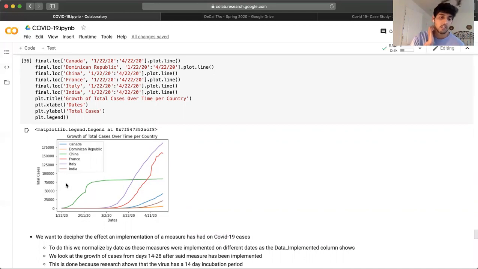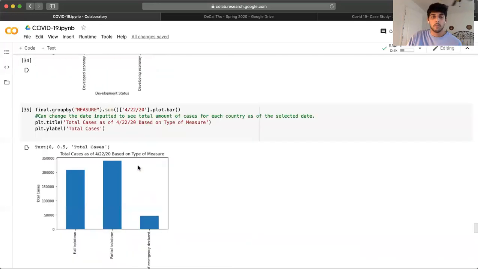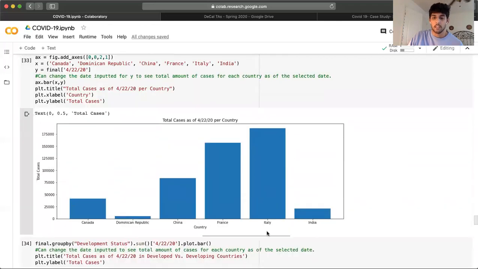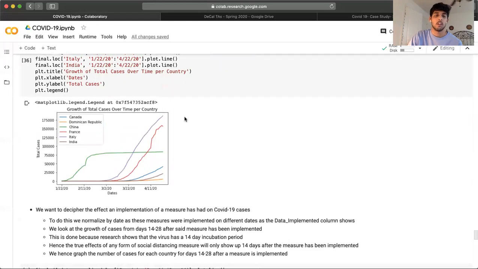And as we can see, Italy has the highest growth rate. It's increasing at the most steep angle. And that kind of goes along with what we saw in our bar graph, which shows that Italy has the highest number of cases. So just another way to show some interesting things.